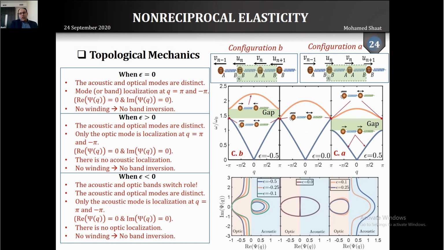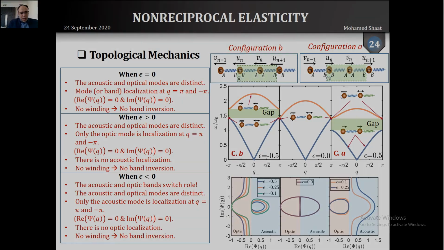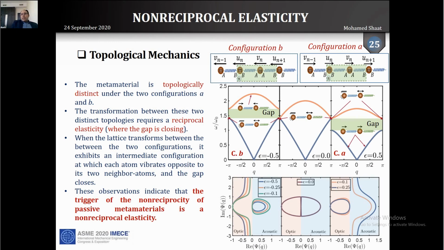When epsilon equals 0, which is shown here in the middle, the metamaterial is reciprocal elastic and exhibits symmetric deformations, while the other cases represent some topological features. The topological consideration of these two configurations indicated some interesting results and conclusions. The metamaterial is topologically distinct under the two configurations A and B. As shown here, for configuration A, the acoustic band is non-localized, while the optic band is localized. And for configuration B, the two bands switch roles. The acoustic becomes localized while the optic becomes non-localized. So this indicates that they are two distinct topologies.